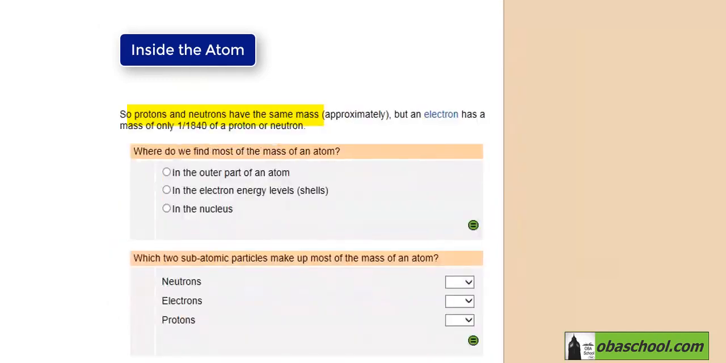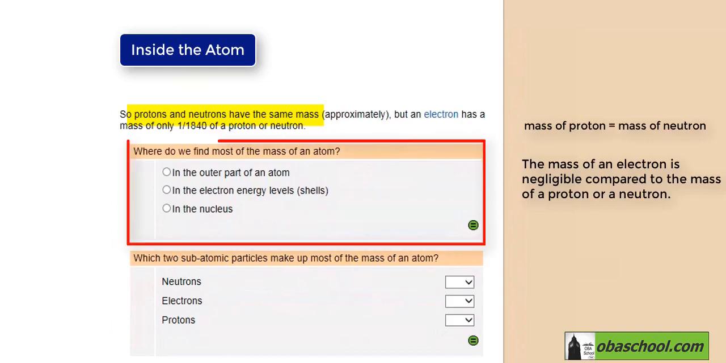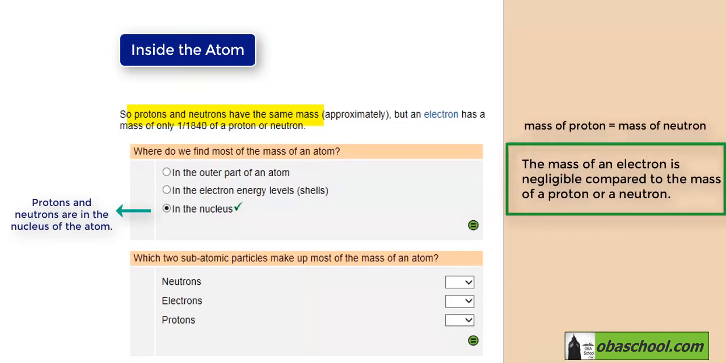So protons and neutrons have approximately the same mass, but an electron has a negligible mass compared to protons and neutrons. The question is, where do we find most of the mass of an atom? Is it in the outer part of an atom, in the electron energy levels or shells, or in the nucleus? Think about it. That is correct. In the nucleus, we can find most of the mass of an atom. They have the same mass and they are much heavier than electrons. Electrons have a negligible mass compared to protons and neutrons.